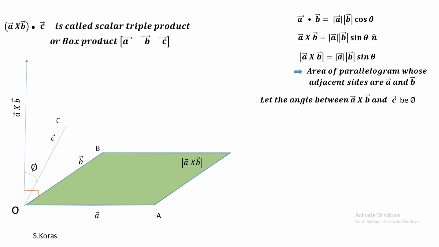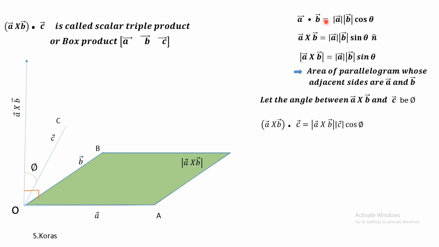We have completed up to this. Let us see the definition of A cross B dot C. This A cross B is now a single vector. We are going to dot this A cross B with the C vector. So let us go to the definition of dot.